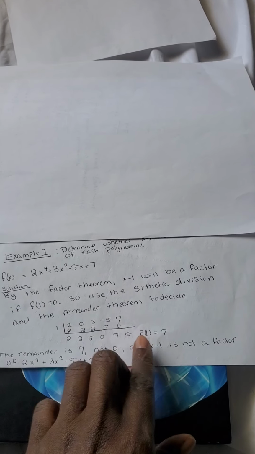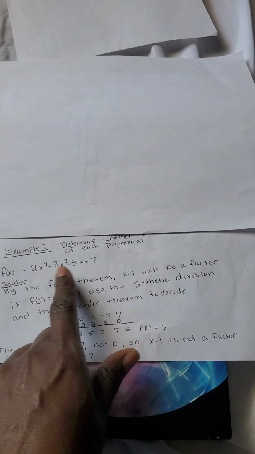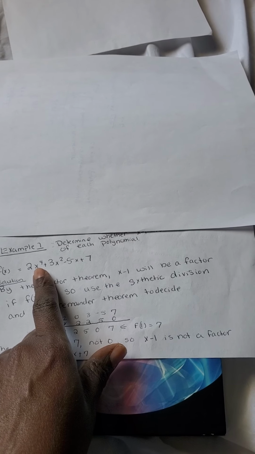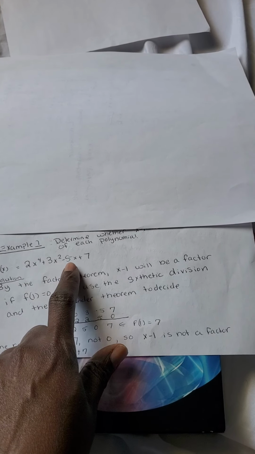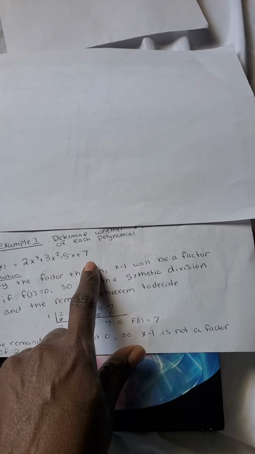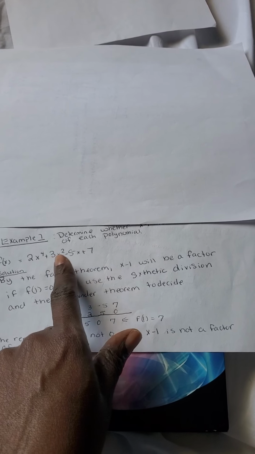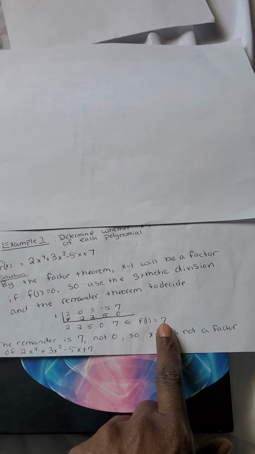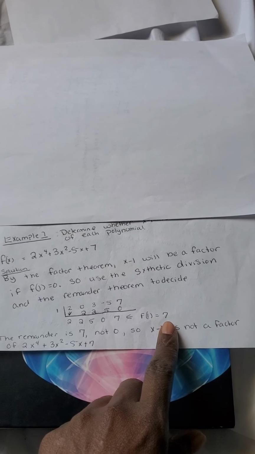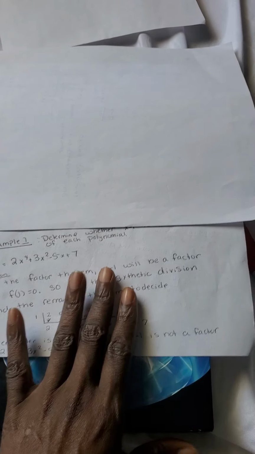We could have also taken 1 and plugged it into the polynomial, replacing x with 1: 2 times 1 to the fourth plus 3 times 1 squared minus 5 times 1 plus 7. And when you evaluated that polynomial at 1, you would have gotten 7. So that's another way to decide if x minus 1 is a factor also.